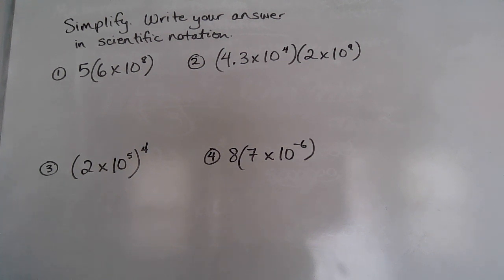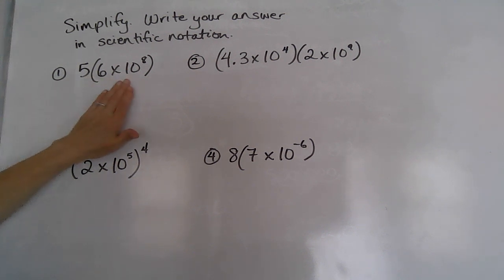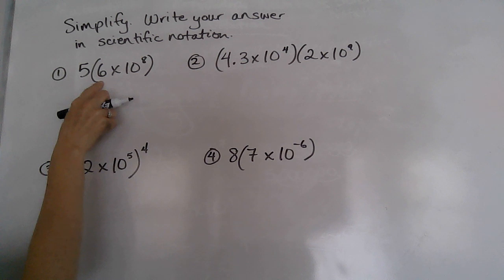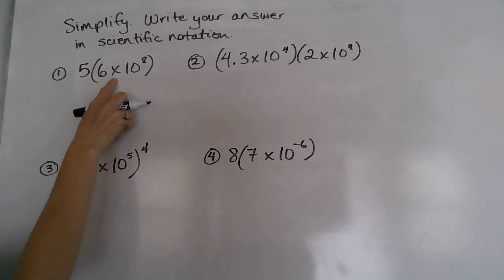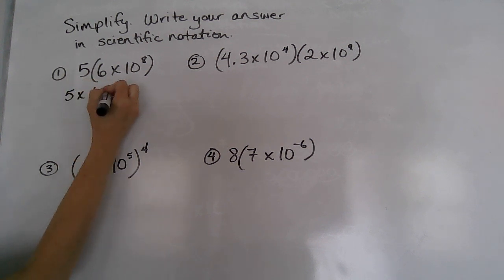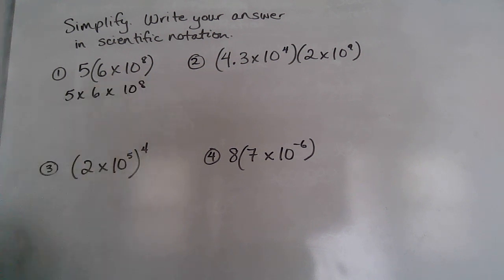All right, hopefully you're feeling pretty good about what you did. Let's go ahead and begin with number one. Number one is 5 being multiplied by this scientific notation number. And remember, it's just a string of multiplication. This is not going to be distributed. This is not an addition or a subtraction symbol. It's multiplication. So really, this is just 5 times 6 times 10 to the 8th.